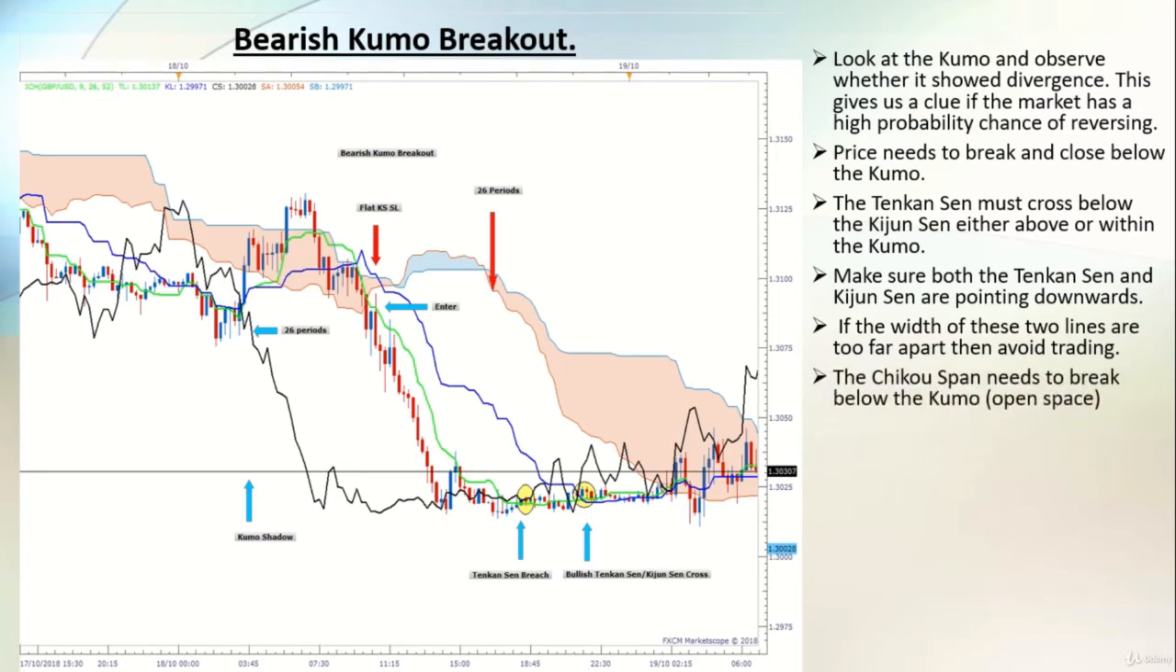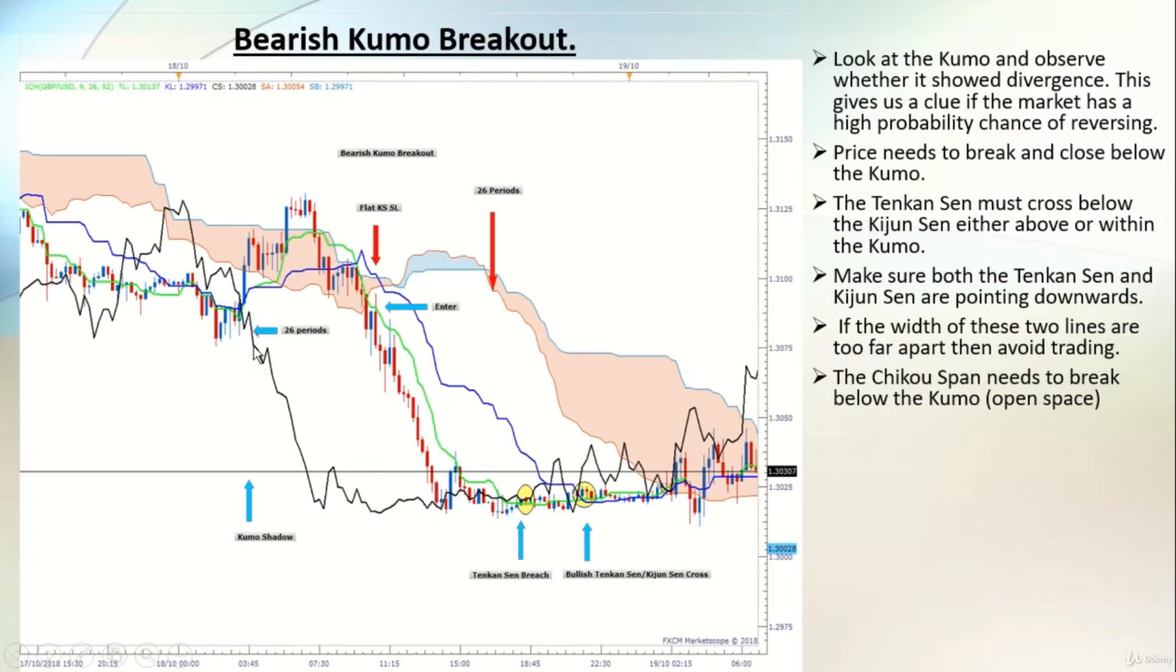Now we looked at the relationship and the characteristics of the Tengen and the Kijun, and when price comes out of the Kumo, we have to look at the Chikou span. The Chikou span needs to break below the Kumo in open space. In this example, as you can see, this happened over here. The Chikou span broke out of the candlesticks, had support over it, rebounded, then it went further down.